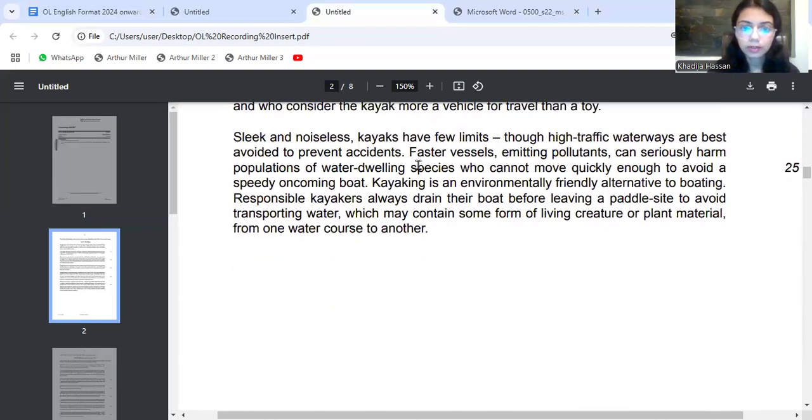Sleek and noiseless kayaks have few limits, though high traffic waterways are best avoided to prevent accidents. Faster vessels emitting pollutants can seriously harm populations of water dwelling species who cannot move quickly enough to avoid a speedy oncoming boat. Kayaking is an environmentally friendly alternative to boating. Responsible kayakers always drain their boat before leaving a paddle site to avoid transporting water, which may contain some form of living creature or plant material from one watercourse to another.